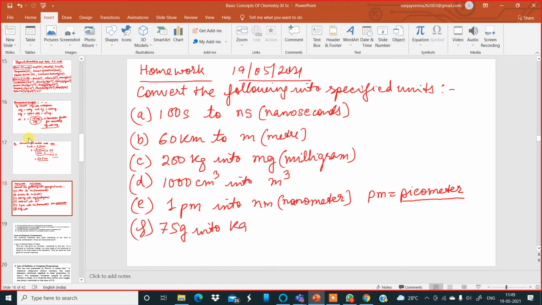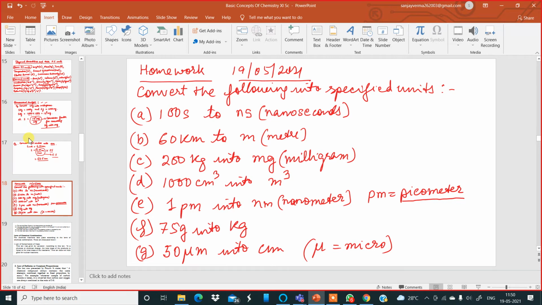75 grams into kilograms. Okay, and let me give you one more, last one. Number G. 50 micrometer into centimeter. Now this symbol over there, micro, is called mu. Micro, okay, micro, 10 to the power of minus 6, okay.